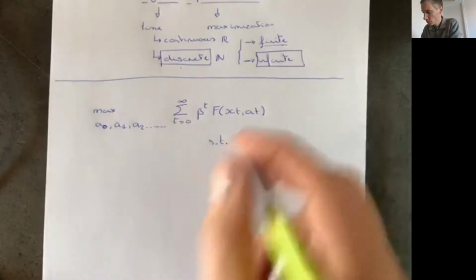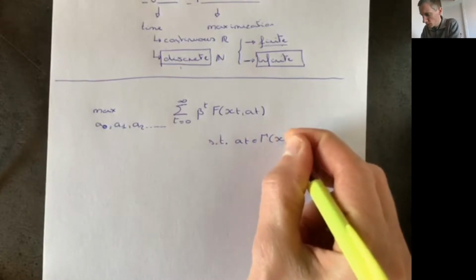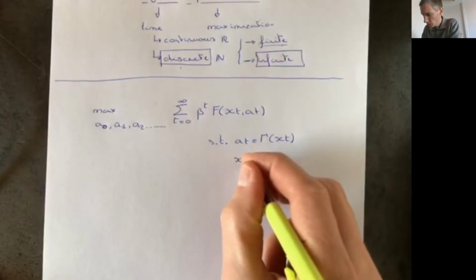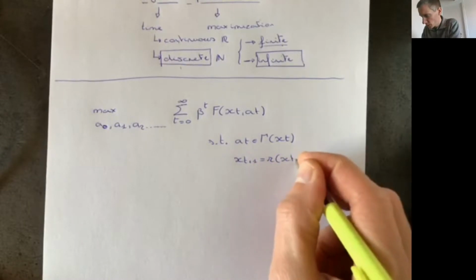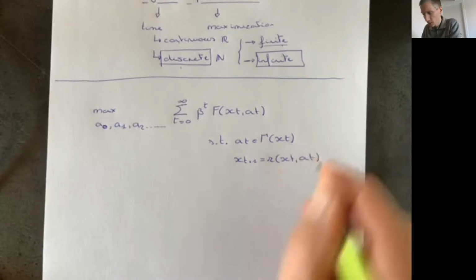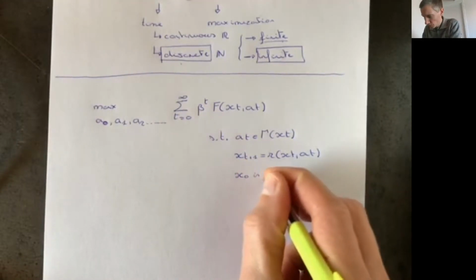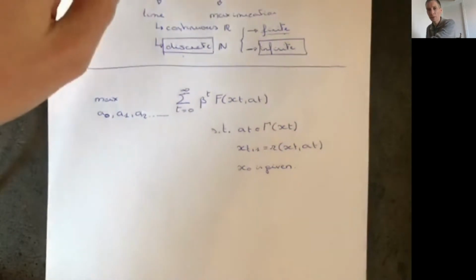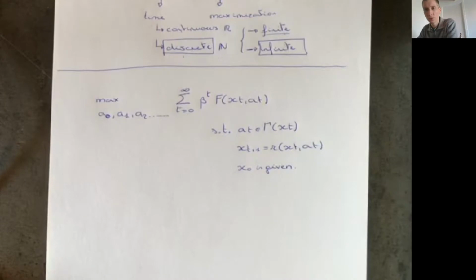All right, the first constraint is going to be that at is in gamma of xt. The second one is going to be that xt plus 1 is equal to r of xt, at, and then the third restriction is that x0 is given, right? It's some variable that we know the value of. All right, so let me now explain a little bit more in detail what all the different ingredients of this maximization problem are.